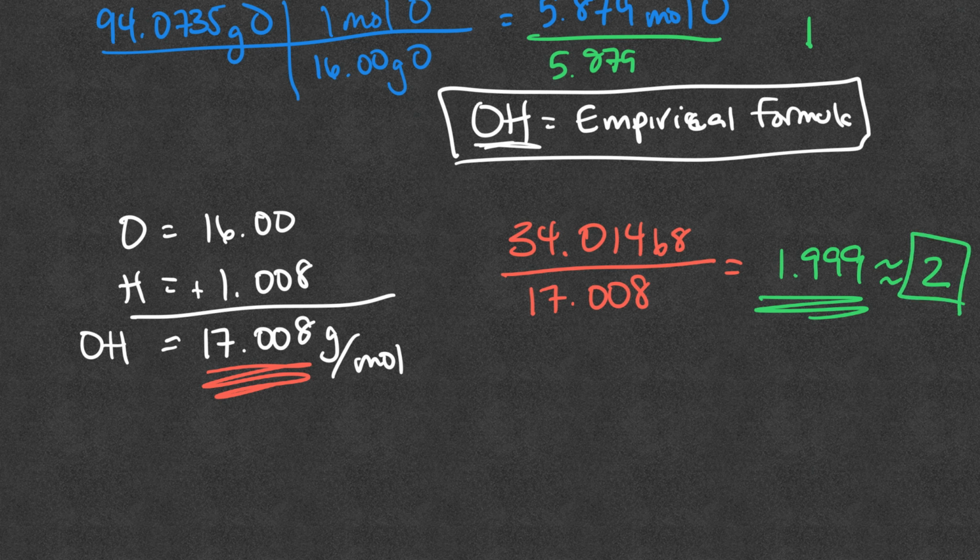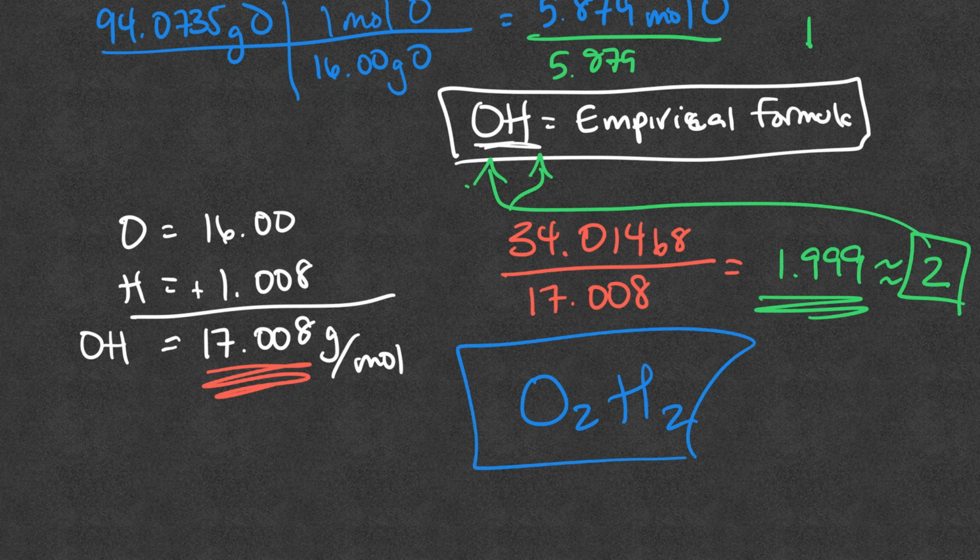So what does this 2 mean? This 2 simply tells us that the molecular formula is 2 times greater than the empirical formula. So we take this number and multiply it by all the subscripts of the empirical formula. In this case, the empirical formula for hydroxide is just OH, so 1 O and 1 H. We multiply it by 2, and our grand answer at the end is O2H2. Okay, that's the answer.